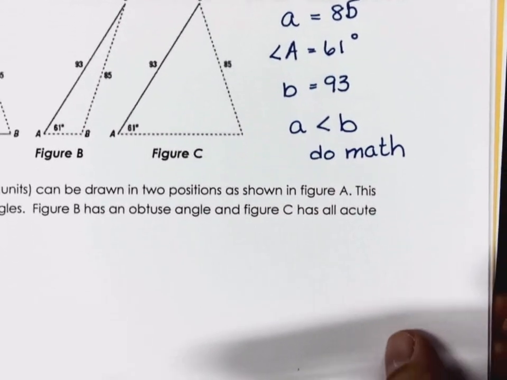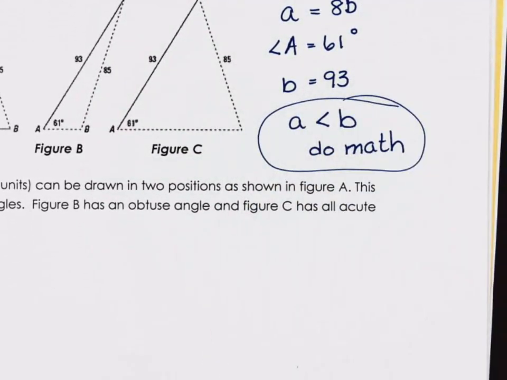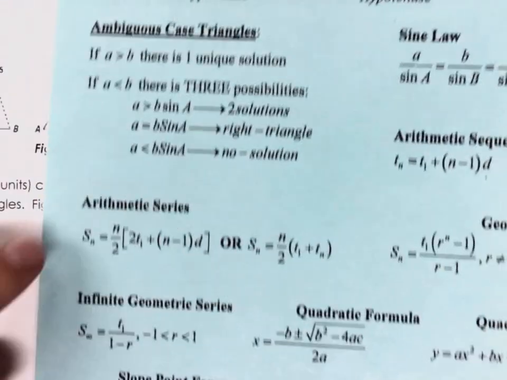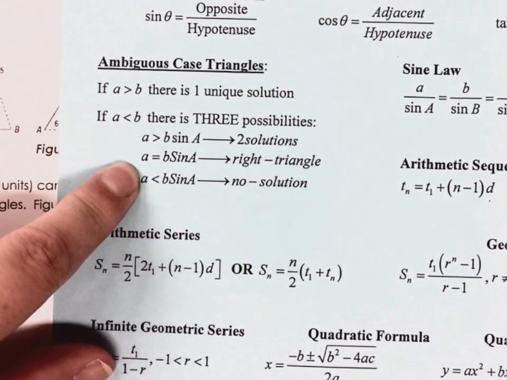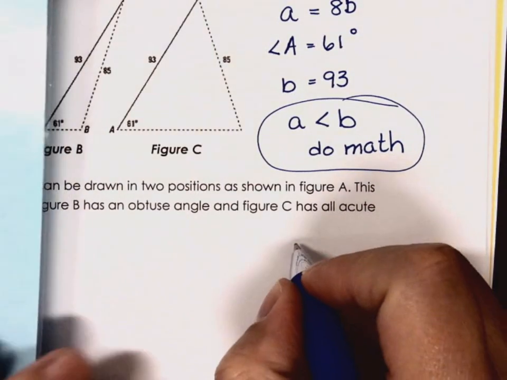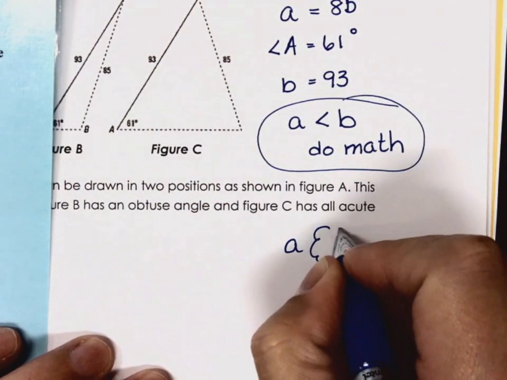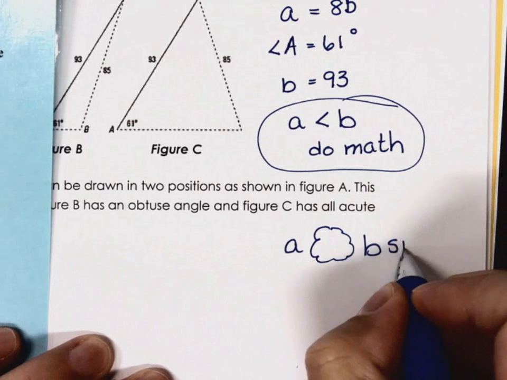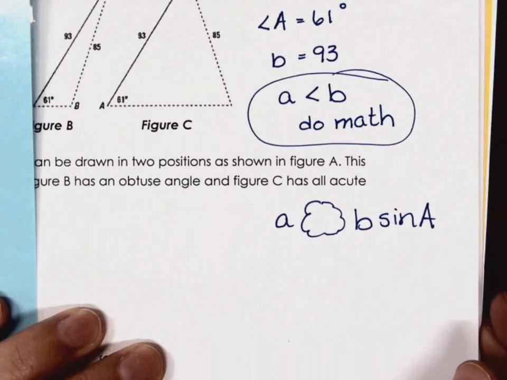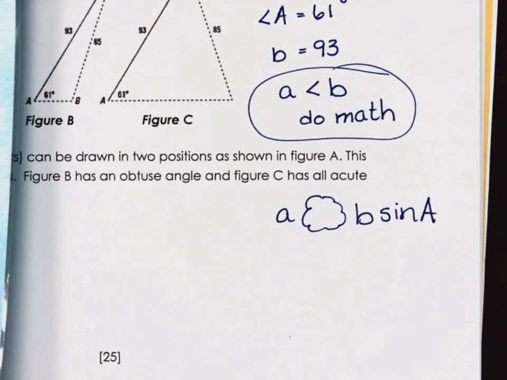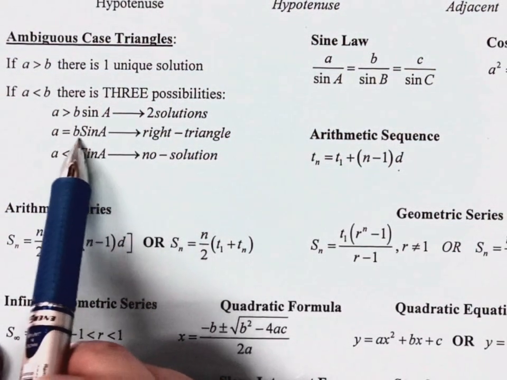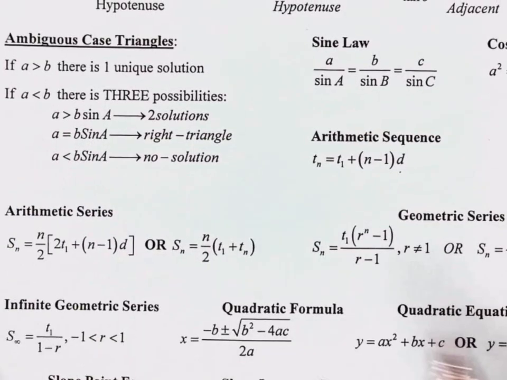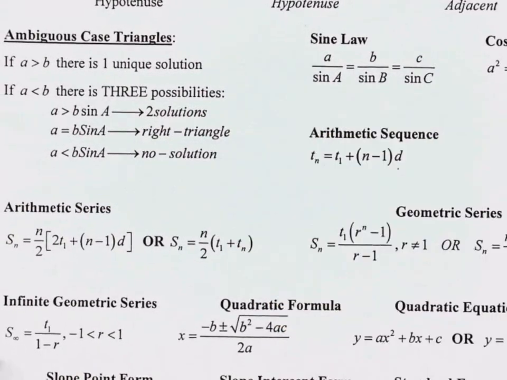All right. So if A is less than B, we have to do more math. Well, we always have to do more math, but you have to do the test. You have to test to see what you've got going on there. So what I do is I have A, fluffy cloud, B sine A. I'm a big fan of fluffy clouds here, folks. I got that from here. So B sine A. Everything's B sine A, B sine A, B sine A, right? It's either greater than, equal to, or less than.